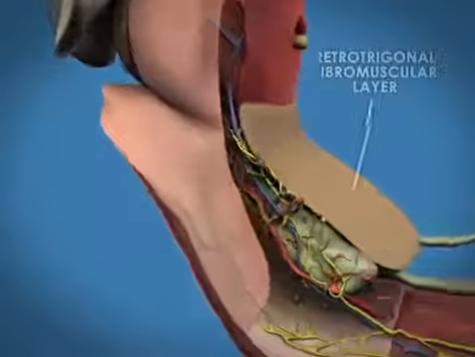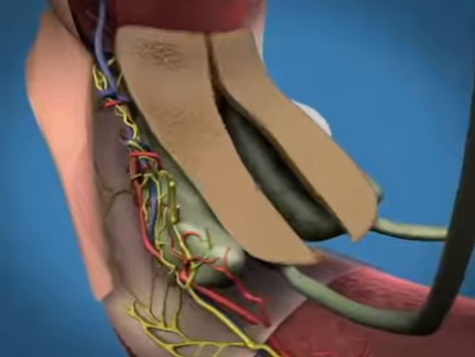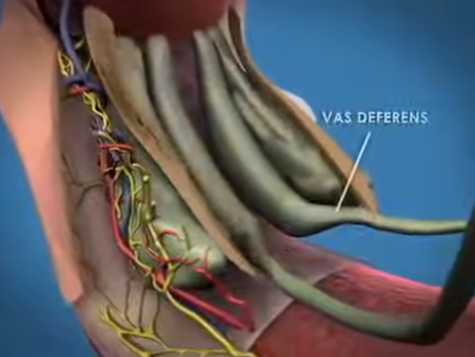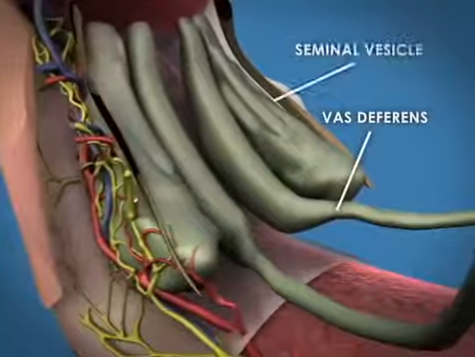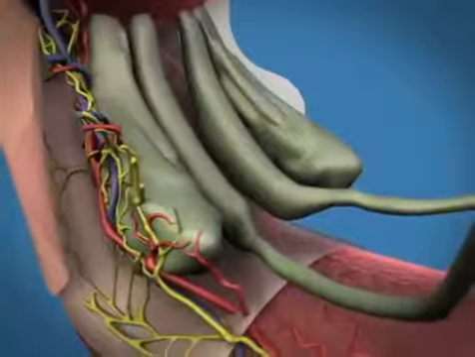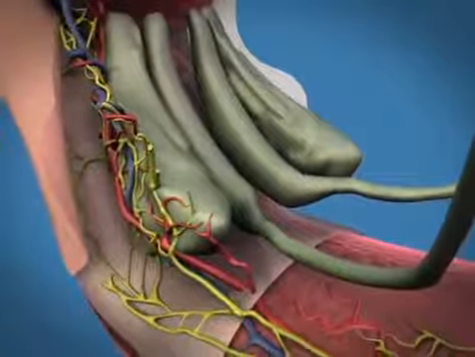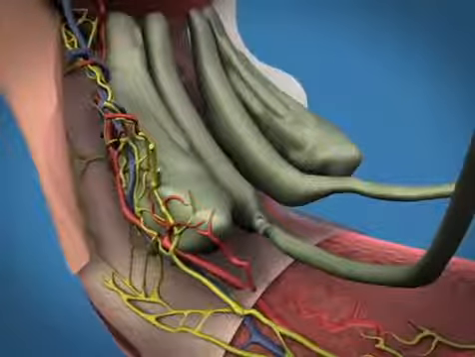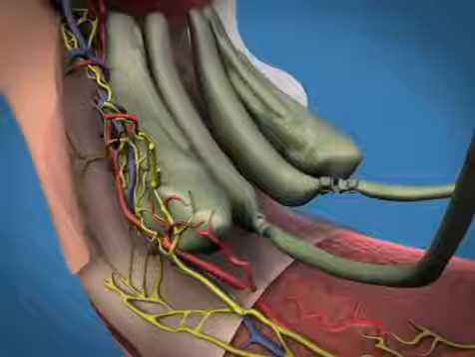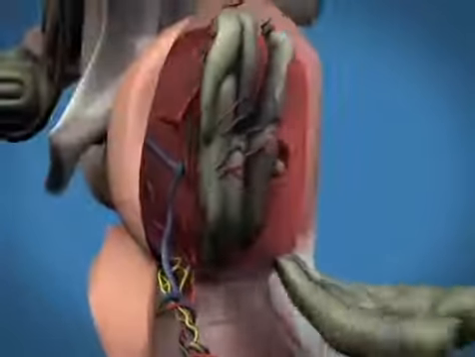Next, the retrotrigonal fibromuscular layer is identified and cut through to expose the anterior surfaces of the vas deferentia and seminal vesicles. From this point forward, the surgery is done without cautery. The vas deferentia and the arteries running to them are secured athermally and cut.